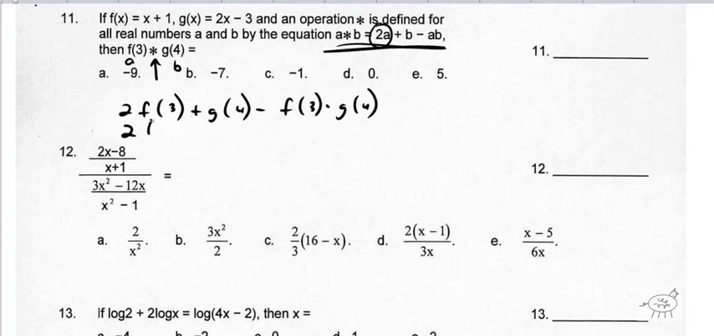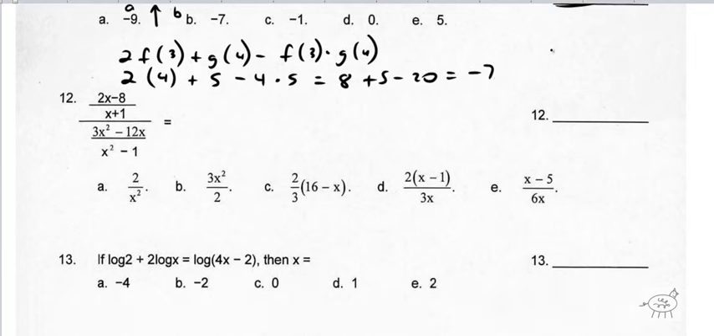Okay, so you got 2 times f of 3, which is 3 plus 1 is 4, plus g of 4, which is 8 minus 3 is 5, minus 4 times 5. So we have 8 plus 5 minus 20. So 13 minus 20 is negative 7, which is B.